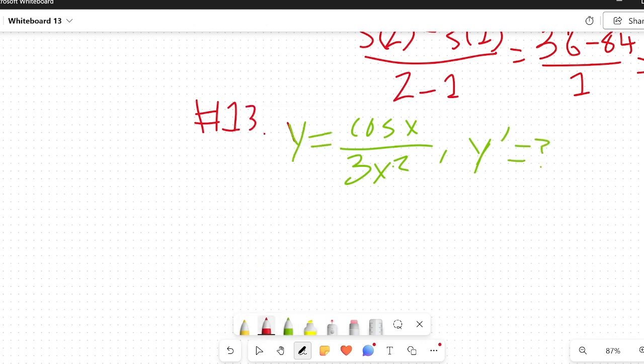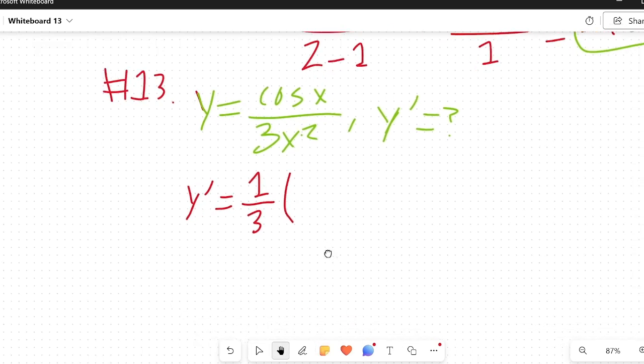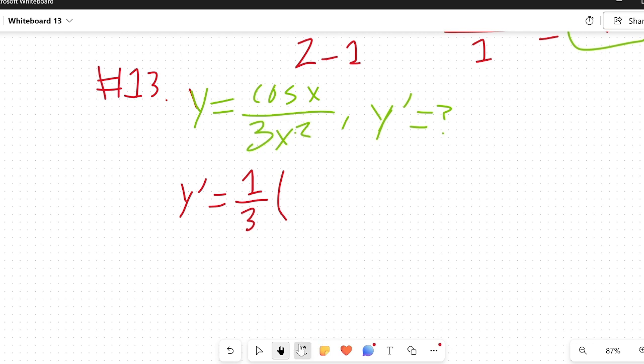Remember, the first thing we can do is take the 1/3 out in front, because the 1/3 is just a constant, so it won't matter. We take the 1/3 out in front, and now we have to use our quotient rule. So we take the derivative of cosine, which is negative sine. So it's equal to negative sine of x multiplied by x squared, right?